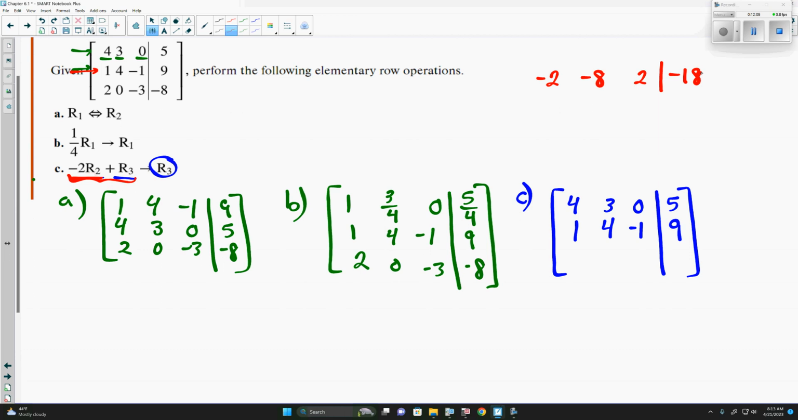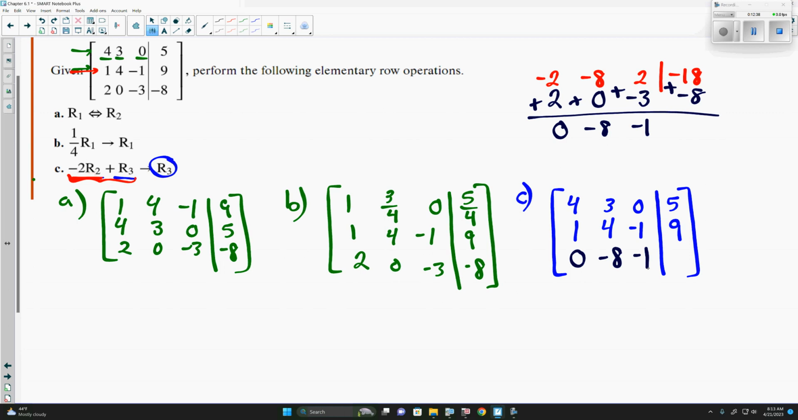And we're adding this to row 3. Well, row 3 is our 2, 0, -3, -8. And we're adding these together. Well, -2 plus 2 is 0. -8 plus 0 is -8. 2 plus -3 is -1. -18 plus -8 is -26.